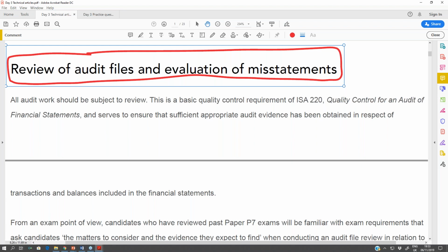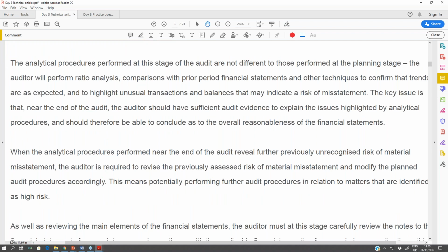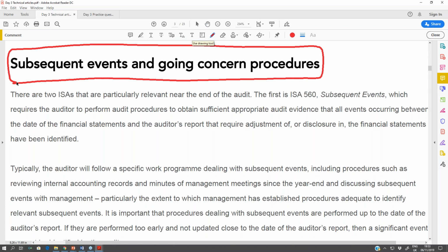leave aside the final analytical procedures, subsequent events and going concern. We know questions come on going concern, an examiner's favorite area. An examiner has put a lot of questions in the past paper on going concern. So just realize the importance of subsequent events and going concern at the completion stage of the audit, because the auditor does evaluate the events after the balance sheet date, and evaluates the going concern at the finalization stage of the audit. So going through the subsequent events and reading the mind of your examiner about subsequent events and what the examiner expects from you in terms of subsequent events and going concern procedures can be very crucial.